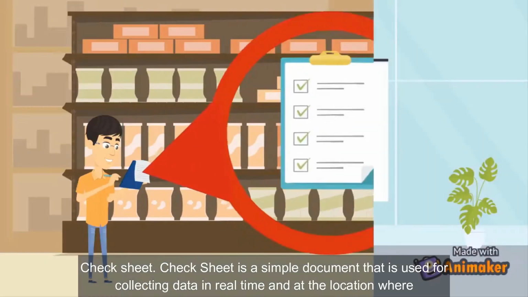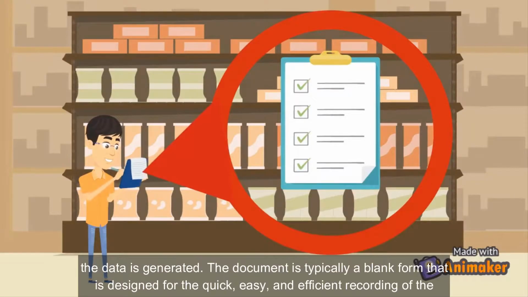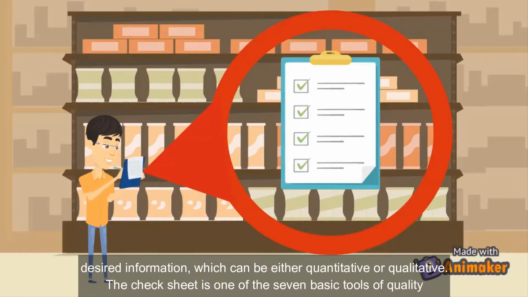Check sheet. A check sheet is a simple document that is used for collecting data in real time and at the location where the data is generated. The document is typically a blank form that is designed for the quick, easy, and efficient recording of the desired information, which can be either quantitative or qualitative.